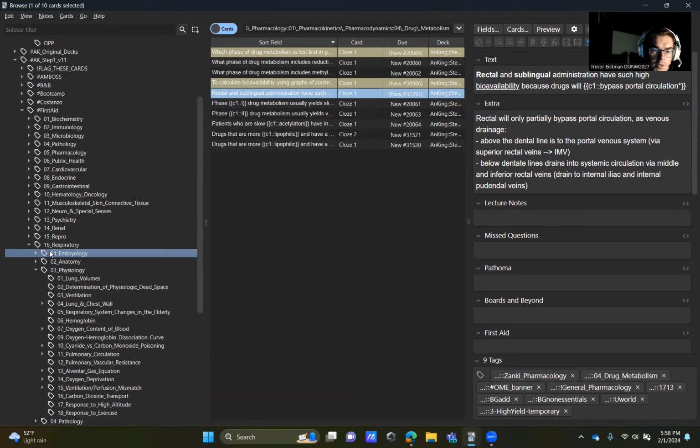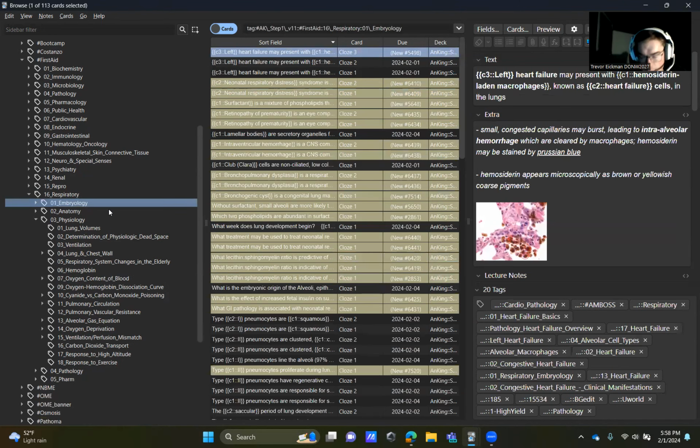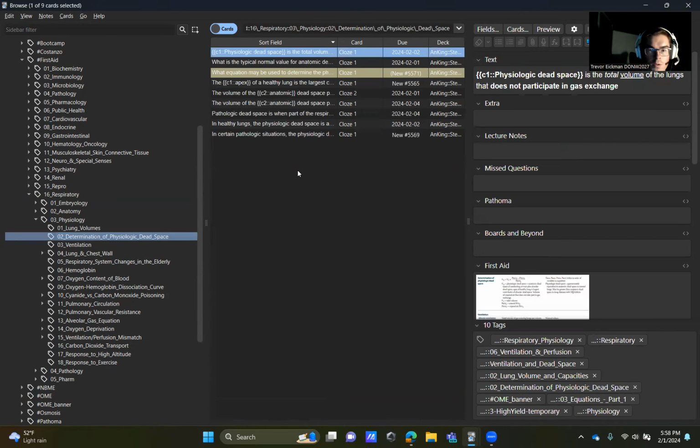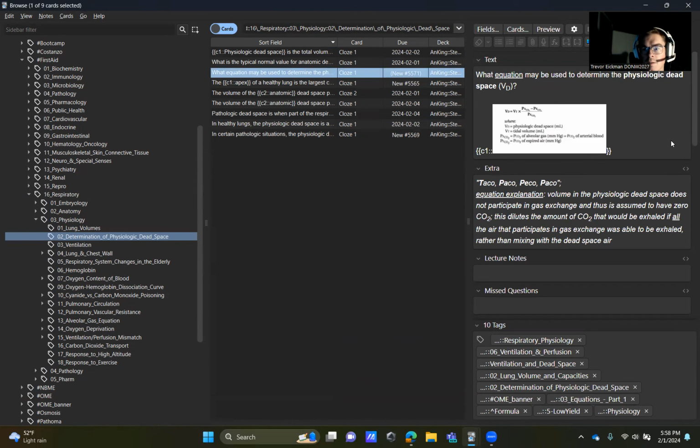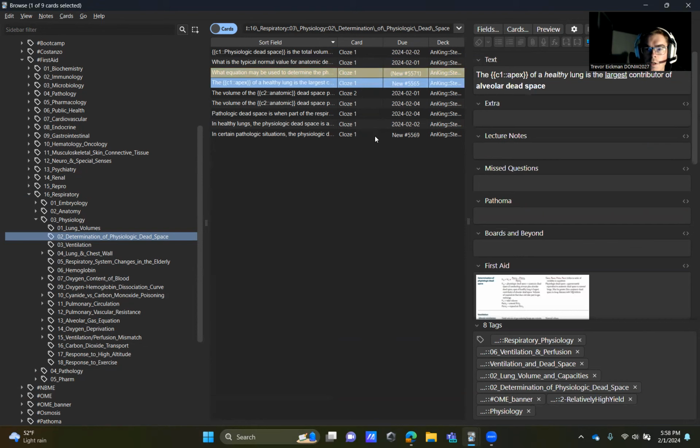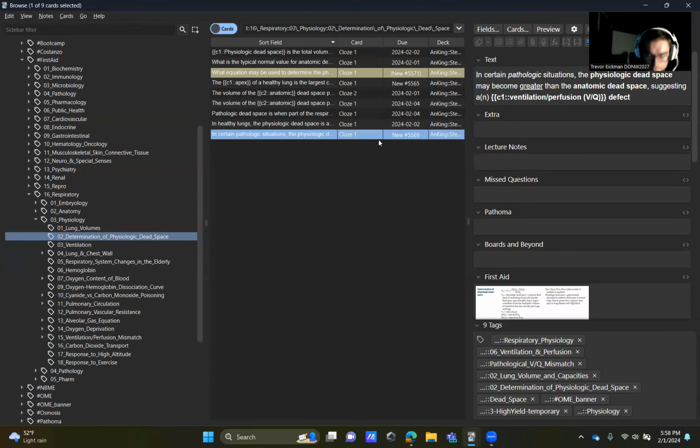And then we're just going to go down to respiratory, of course, and we're going to be only in physiology. Then we're going to go to two, where we activated some more cards. So all of them except this big equation one. So it's really just this card here and this card here.